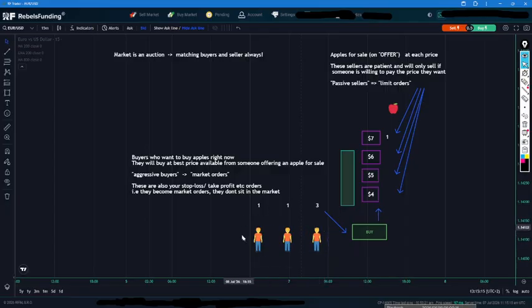Now, these market orders, the people who want to buy right now, effectively the people who click buy and sell on your trading platform, these are also your stop loss and take profit orders. What happens is your stop loss and take profit orders don't sit in the market. You can't see them, despite what you hear on YouTube. No one can see your stop loss orders.